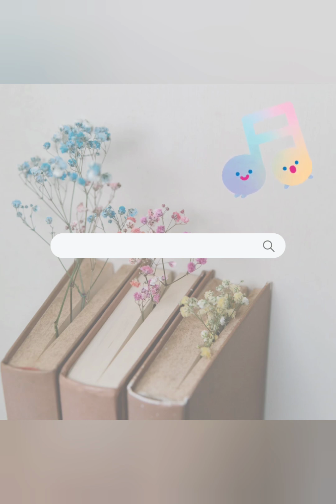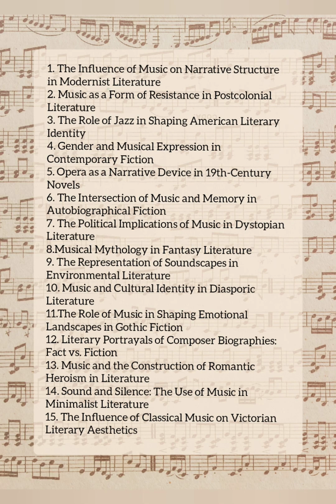Okay, now we come on to the main section of our episode, that is possible research topics for a PhD thesis related to music studies in English literature. So first one is the influence of music on narrative structure in modernist literature. That is, you have to explore how music informs and shapes narrative techniques in modernist texts.